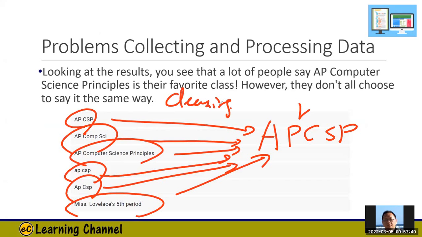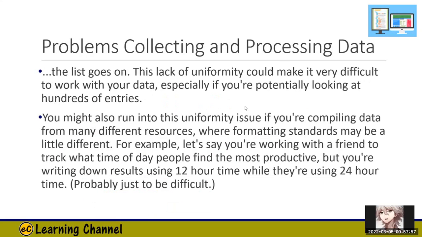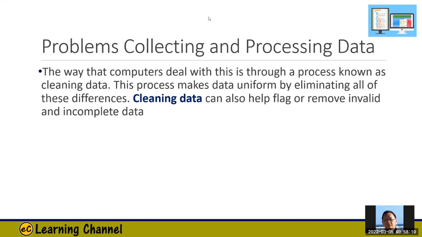Is that okay? So that's cleansing. After cleansing, you actually have data, right? There's a uniformity problem. You need to compile your data, okay? There's a uniformity problem, you need to clean the data. So cleansing the data can help you flag or remove invalid data or incomplete data, okay? But sometimes you will also lose some data because of that, so it actually is a trade-off, okay?